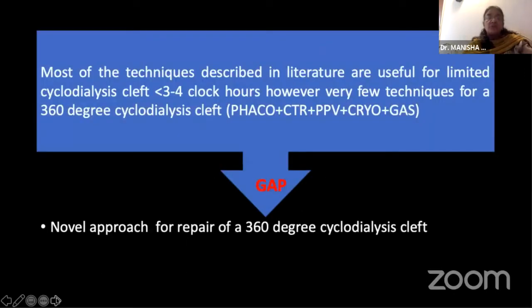However, the most problematic are the large cyclodialysis clefts, because all these techniques work beautifully when the cleft is limited to 1 quadrant or a maximum of 4 clock hours. So the only thing you can employ for a very large cyclodialysis cleft would be a phaco with a CTR, with a vitrectomy, cryo, and gas. So it involves multiple procedures. And I've tried to fill in this gap by a novel approach for repair of a 360-degree cyclodialysis cleft in my coming video and procedure.